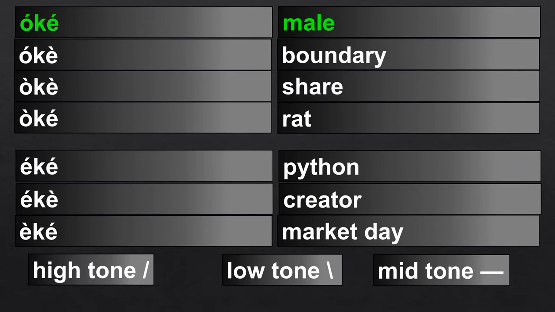For ọkụ, okay is male, so it's high, high. Okay is boundary, high, low. Okay is share or portion, low, low. Okay is rat, so it's low, high. Okay, rat.